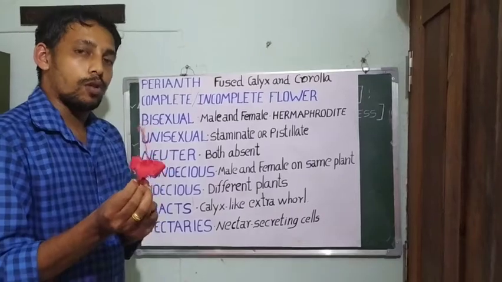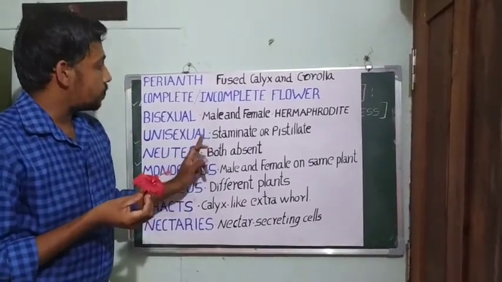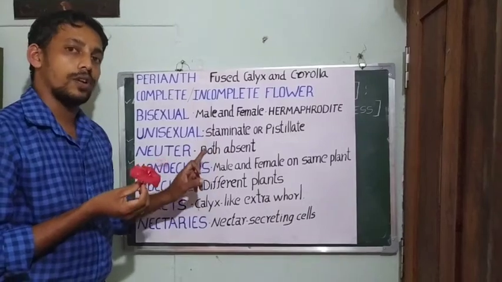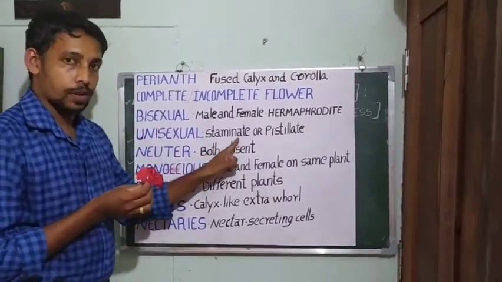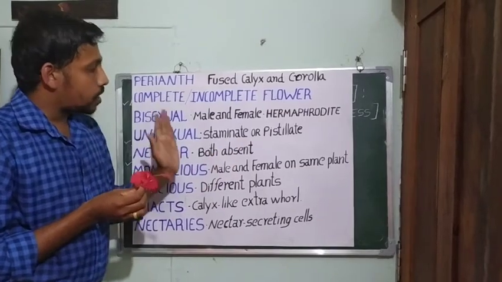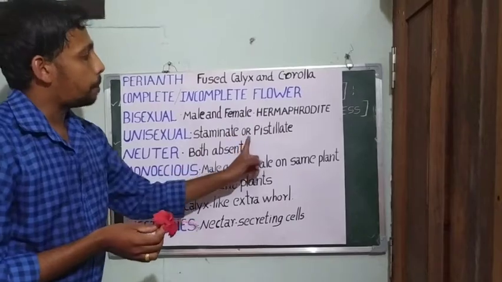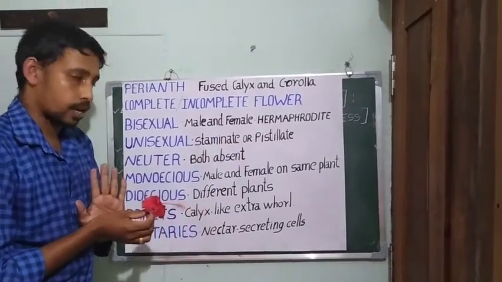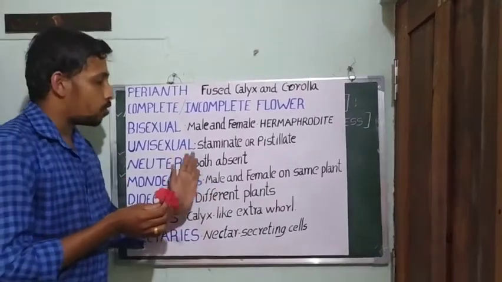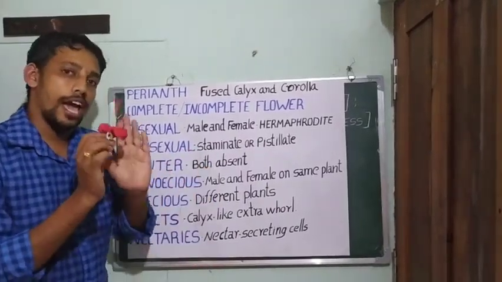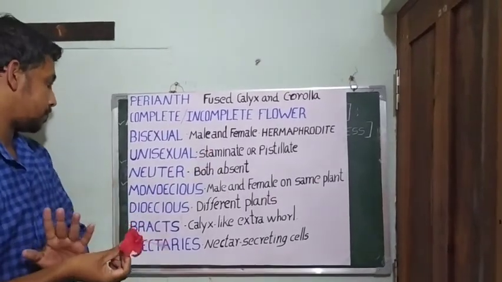In the case of unisexual flowers, there is only one type of reproductive part, either androecium or gynoecium. If there is androecium, that is known as male flower or staminate. If gynoecium is present, it is known as female flower or pistillate. Then neuter flower. Here both androecium and gynoecium are absent. That type of flower is known as neuter flower.